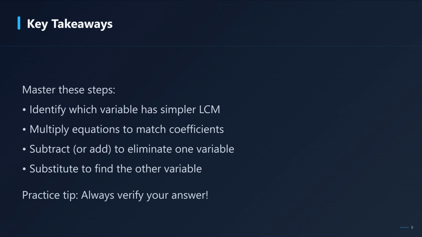Let's recap the elimination method. First, scan the coefficients and pick the variable with the smaller least common multiple. Second, multiply the equations to make those coefficients equal. Third, subtract or add to make that variable vanish. Fourth, substitute back to find the remaining variable. This method is your secret weapon for solving systems quickly during exams. Practice it a few times and it'll become automatic.